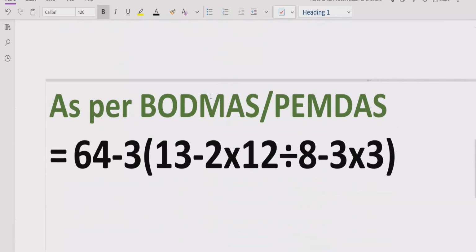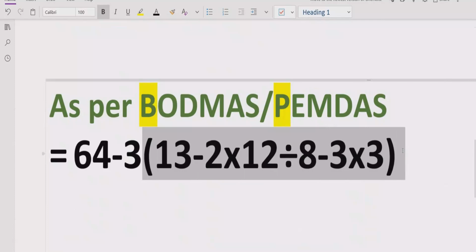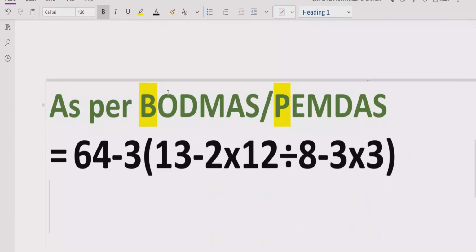According to the BODMAS and PEMDAS rule, first of all, we have to solve the bracket or you can say parenthesis. So in this expression, we have this bracket which contains multiple operations. So now we have to solve one by one. Now we have to solve the exponent part and power of any number. So inside the bracket, we do not have any number which has the power. So we can skip this step as well.